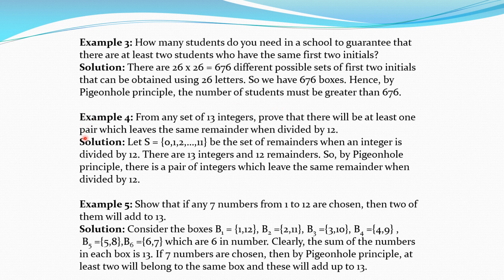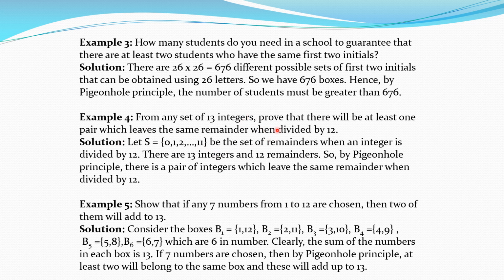Now see the next example. From any set of 13 integers, prove that there will be at least one pair which leaves the same remainder when divided by 12. So here we are considering any set of 13 integers, meaning we are randomly taking 13 integers.